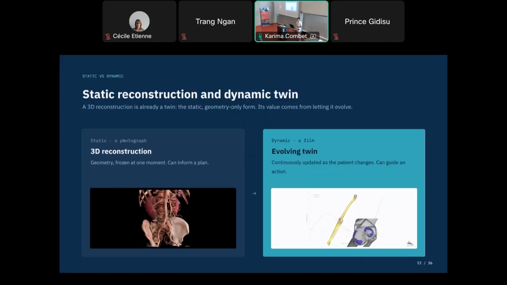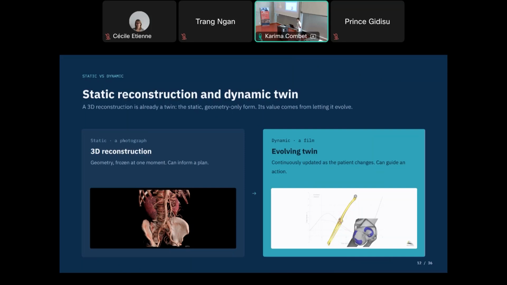Many people already produce beautiful 3D reconstructions from CT or MRI, a detailed anatomical model you can rotate on screen. But I want to be clear about this point. A 3D reconstruction from CT is already a kind of medical digital twin, but it is its simplest form, because it's just geometry and it's static at one time point. It's like a snapshot frozen in a single moment.